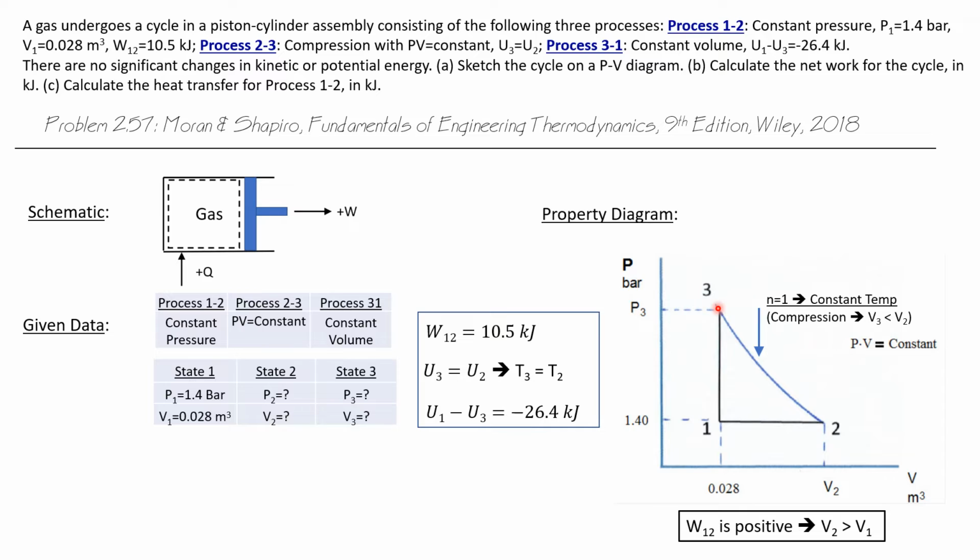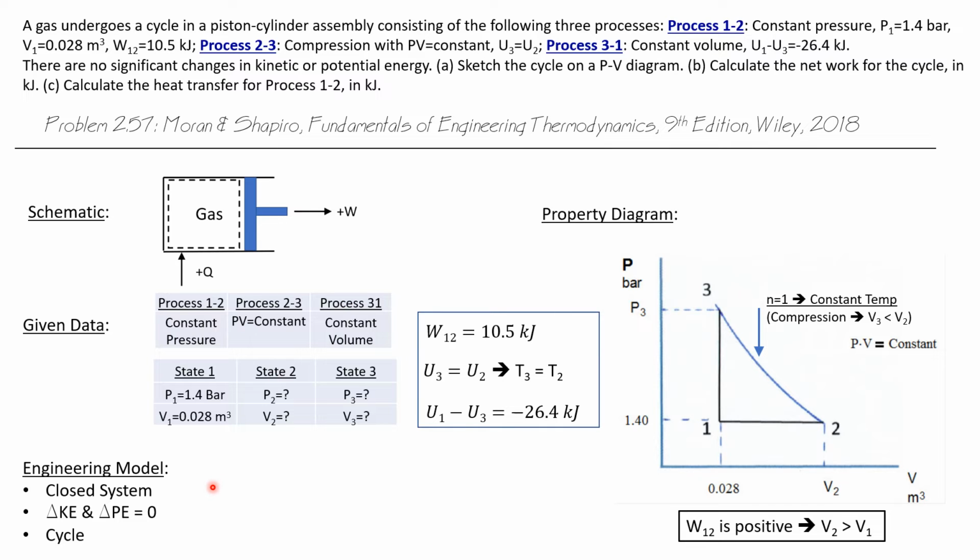And finally, process 3, 1 is a constant volume process. So it's a vertical line on a PV diagram. And to become a cycle, this process must take us back to state 1. So this is what we know, and this is what we don't know. We don't know P3, and we don't know V2, but we do know this process 2, 3 follows the equation that PV is equal to a constant.